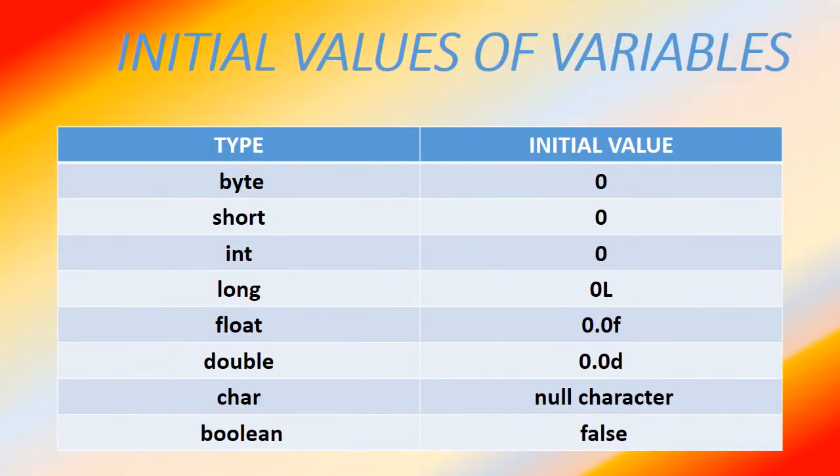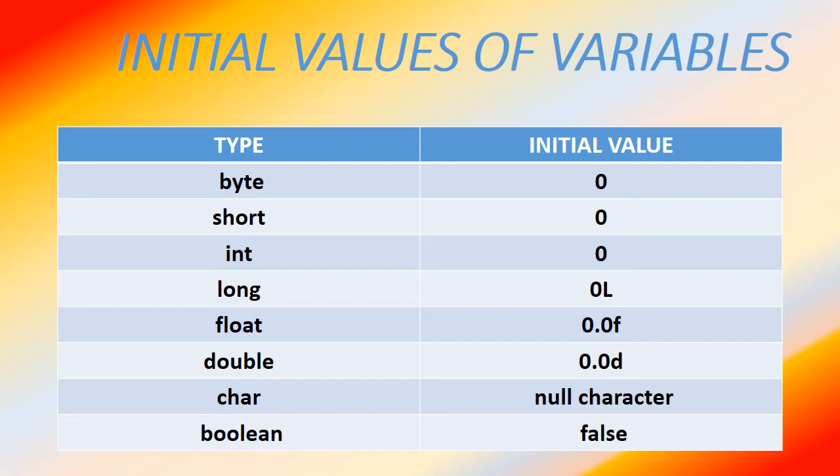Here I have created a table for the initial values of the variables. It tells what will be the default value of any variable, which depends upon its data type. Suppose you do not initialize that variable by any value, then automatically it will be initialized by default. So if your variable is of data type byte, it will be initialized by default by 0. If it is short, then also by default it will be initialized by 0, and for int also it will be initialized by 0. Okay, 0 of byte type, short type, and 0 here for int type.